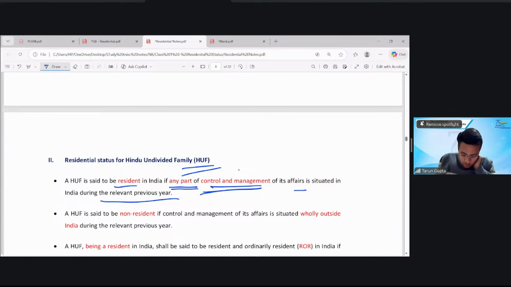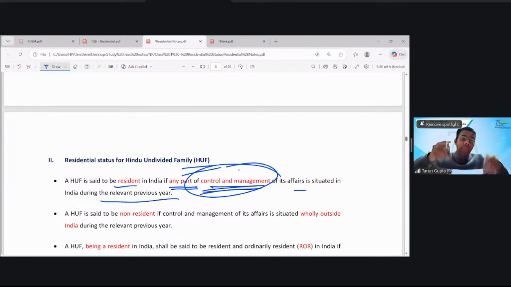So what do you mean by control and management? Control and management means the brain, where the actual decisions are taken. It's different from the place where decisions are implemented. You remember that Dubai example: decisions were taken in India, but flats were built outside India. So where decisions are implemented is not relevant for deciding control and management. Where decisions are implemented is relevant to decide where the income accrues.